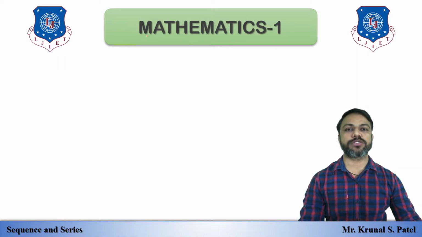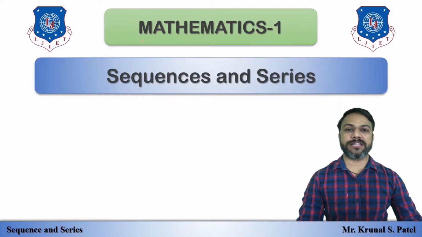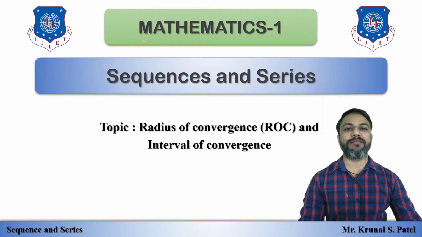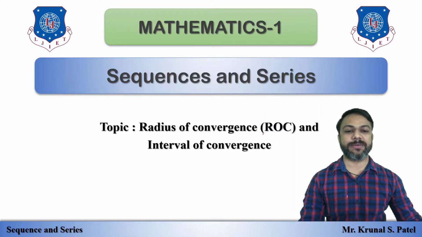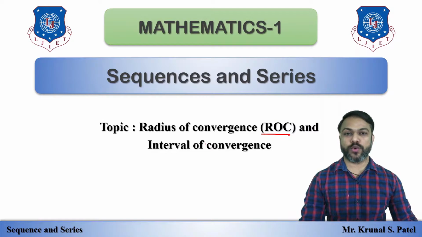Let's start with the course Mathematics 1. Today's chapter is sequence and series, and today we have the last topic of this chapter, which is radius of convergence, that means ROC, and interval of convergence, that means IOC. As I told in the previous lecture, this last lecture is most important for the examination as well as this chapter, because we have to keep all the lectures in mind for this topic.